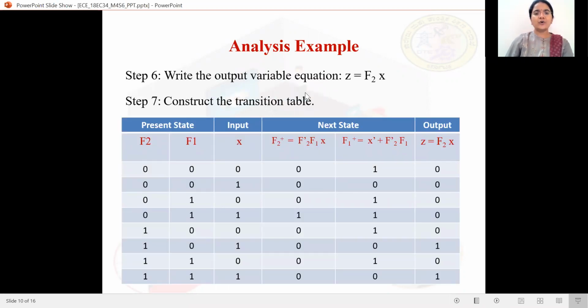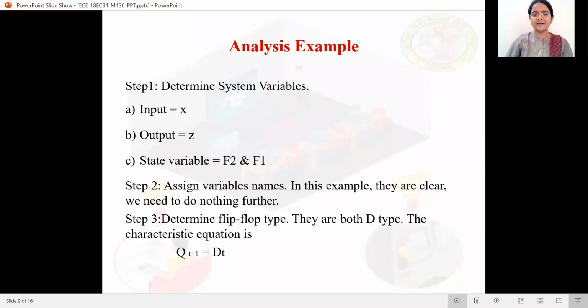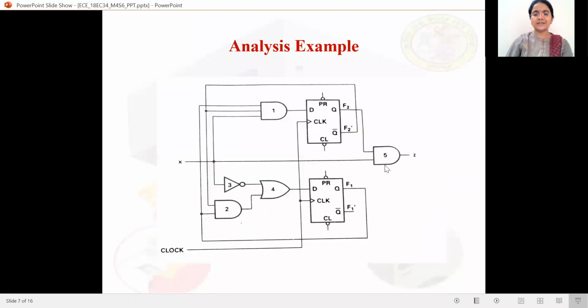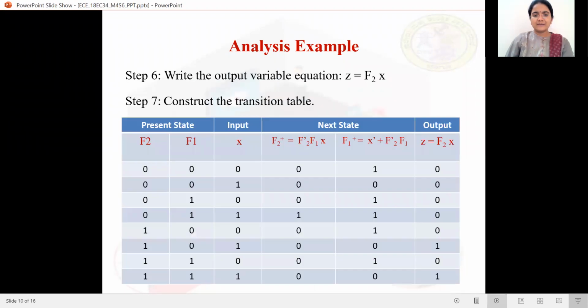Step 6 is write the output variable equation, z is equal to f2 x. Here, by seeing this diagram, we can come to know the output variable value. Z is equal to f2 dot x, an AND operation between f2 and x. And after finding out all the values, we have to construct the transition table.